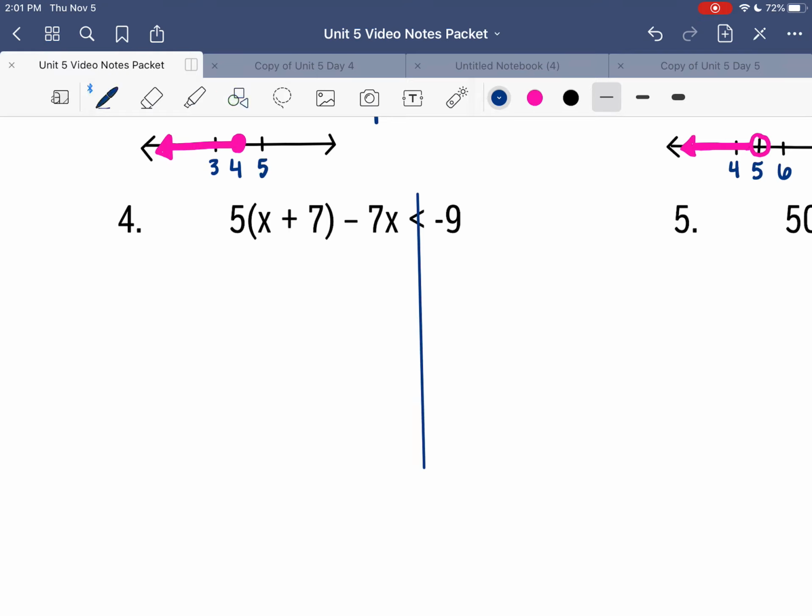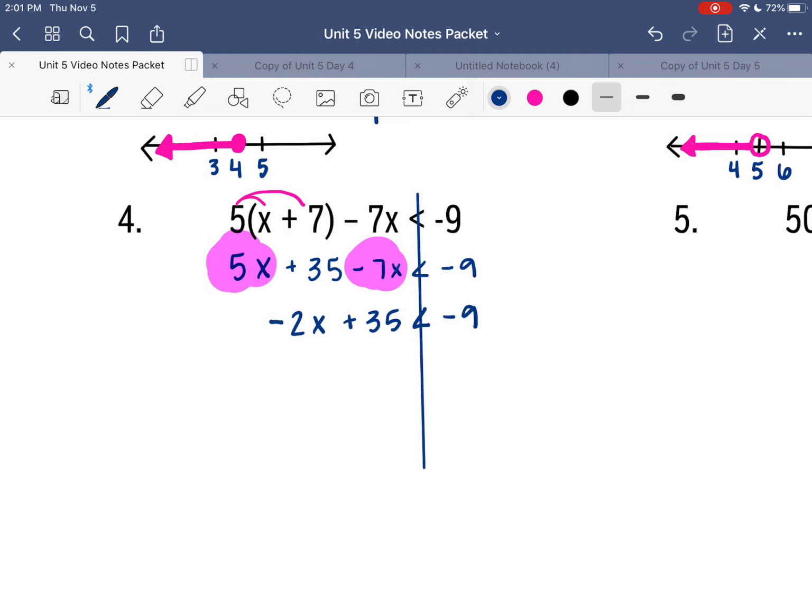So if I were doing this, I would want to distribute first. So I'm going to multiply that 5 to everything in parentheses, which will be 5x plus 35 minus 7x is less than negative 9. Now, to clean things up a little bit, I notice I have a 5x and a negative 7x that could be combined. 5x minus 7x would be negative 2x plus 35 is less than negative 9. Now see if you can finish this problem out. Pause and then turn it back on when you're ready to check.